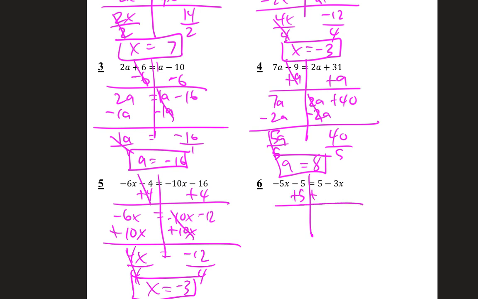And our last one, this one right over here, we are going to add 5. We're going to add 5 right there. Going from left to right, we bring down our negative 5x, cancels. That brings us 10 and then negative 3x. So then we're going to add 3x over there.